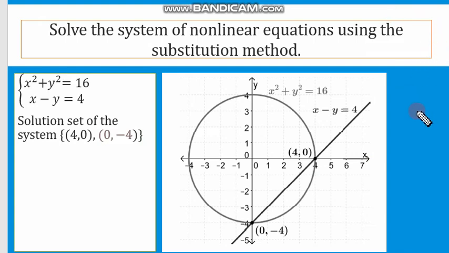So yes, our first equation is a circle and the second is a linear equation. If you plot the graph, this is the circle, with a radius of 4, while this is the line of the second equation. So we expect that their points of intersection are at (4, 0) and (0, negative 4). So yeah, at (4, 0) and (0, negative 4). Perfect.